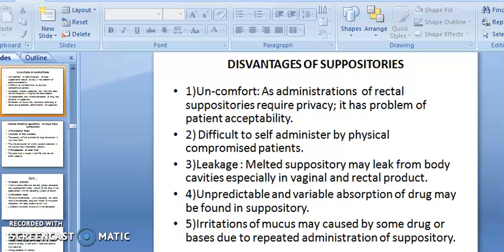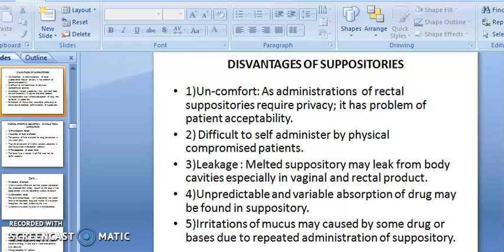Difficulties in self-administration by physically compromised patients. Those patients having arthritis, those patients having Parkinsonism, that is paralysis or arthritis, whose hands and legs do not bend, for such a patient, if you have to insert a suppository, it is quite difficult to insert your suppository in the cavity.